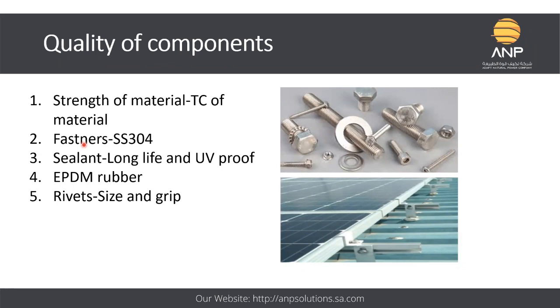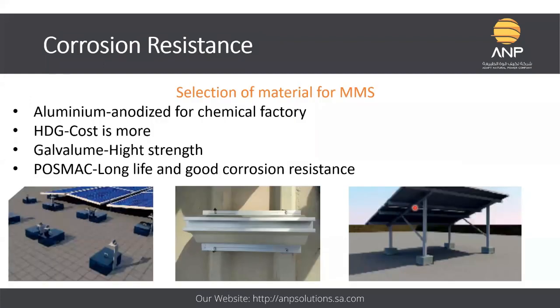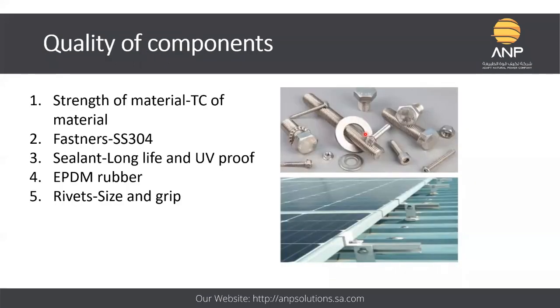Another point is fasteners. For example, in case of this RCC installation, you will be using fasteners at various locations, for example at this point, at this point, at this point. The fastener should be SS304, stainless steel, grade 304. These types of fasteners are corrosion resistant, and they will last.